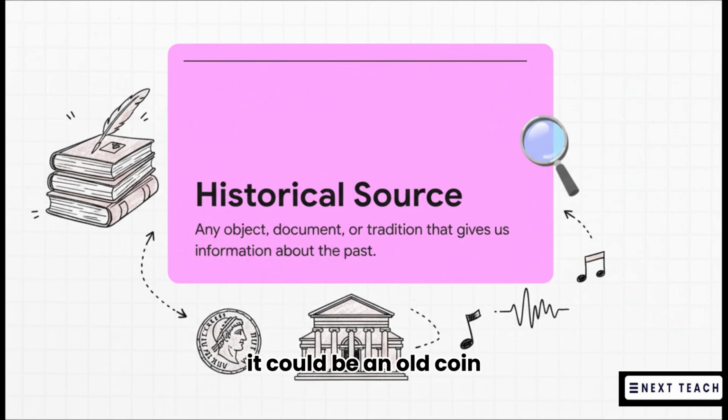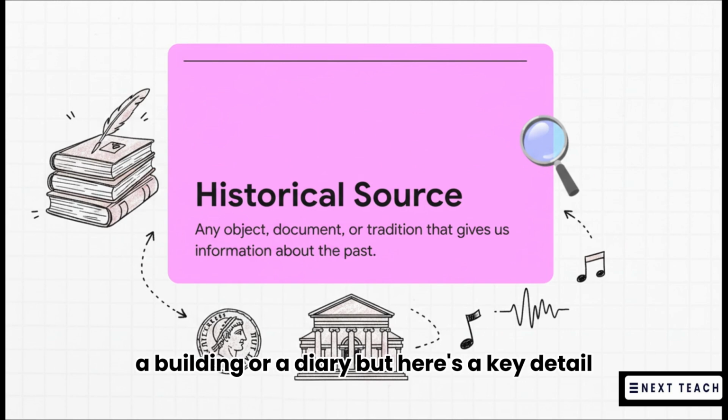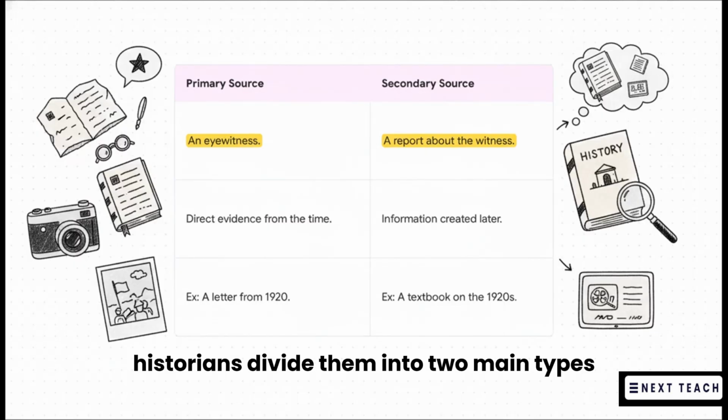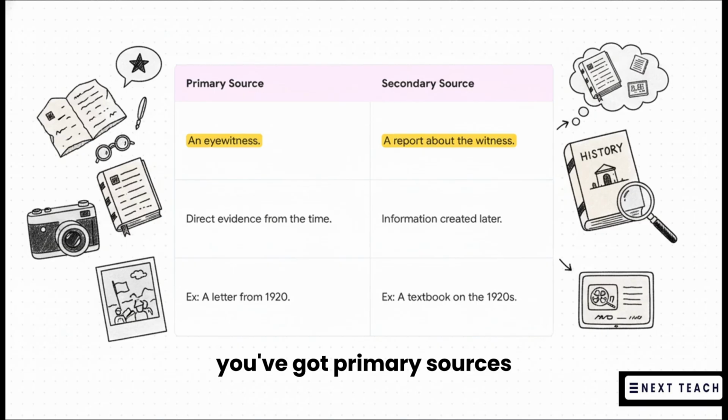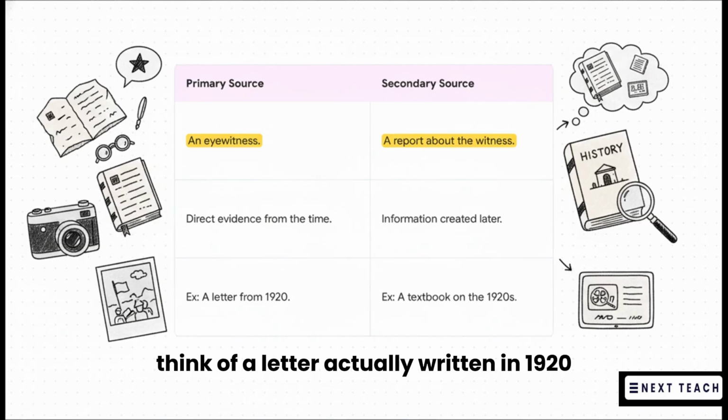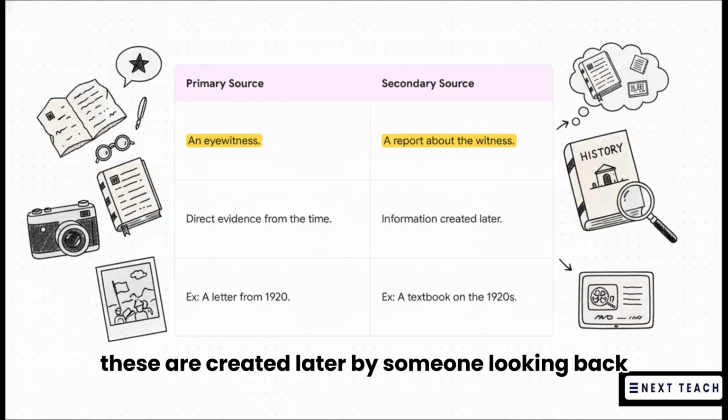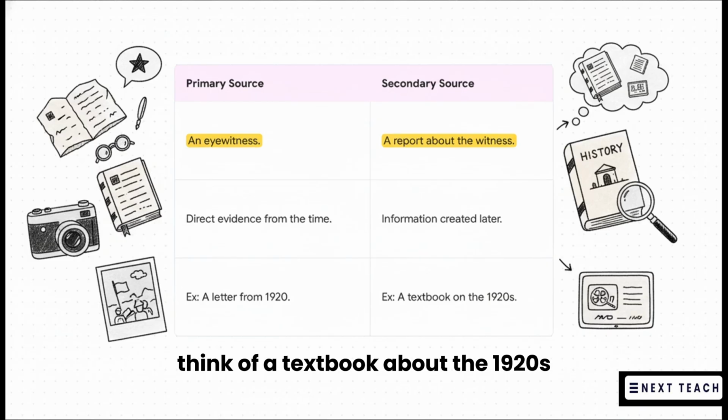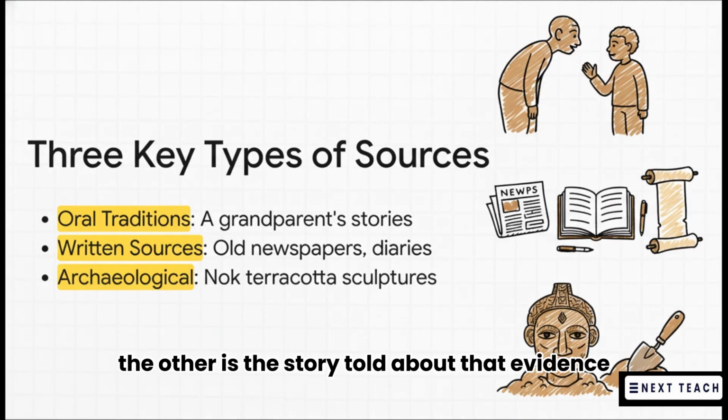It could be an old coin, a story your grandmother tells you, a building, or a diary. But here's a key detail. Not all clues are created equal. Historians divide them into two main types. You've got primary sources, that's the direct eyewitness stuff. Think of a letter actually written in 1920. Then you have secondary sources. These are created later by someone looking back. Think of a textbook about the 1920s. One is the raw evidence, the other is the story told about that evidence.